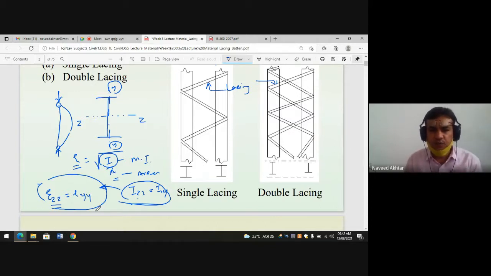If you put them apart, what happens? When we put them apart, our section is strengthened, and the moment of inertia about the weaker axis will be as large as about the major axis.